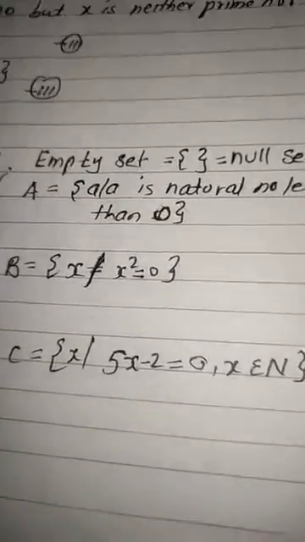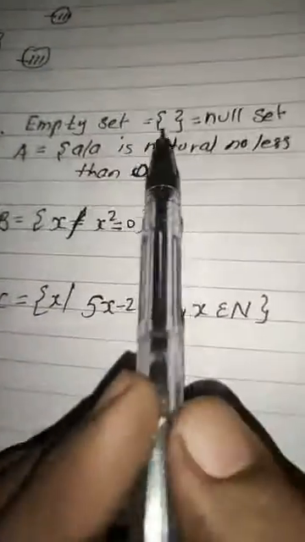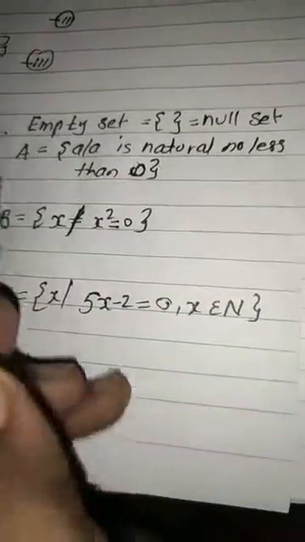Third question, we have to write empty set. Empty set means what? The set containing nothing, not a single value. First is A is equal to the set of natural numbers less than 0. Natural numbers start from 1, so less than 0 means there is no number. So A is what? Null set or empty set.